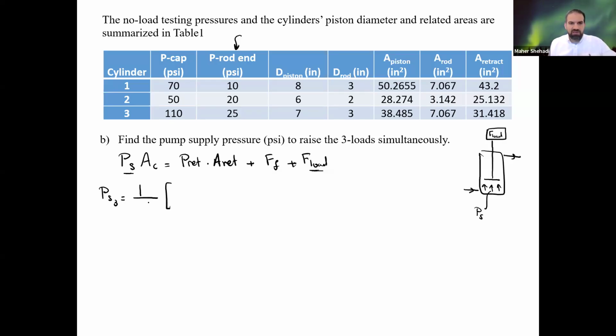Since I have the equation, I plug the information in directly. What's A cap 3? It's 38.485. Okay, that's A cap 3. And then I'm going to put this equation down here with the numbers. What do we have? I have 25. This should be 35.